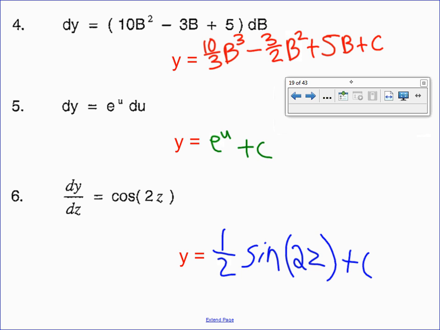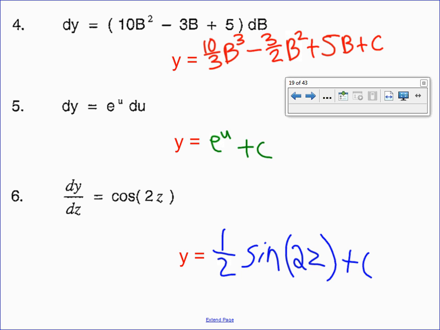Number 5, this is why we use exponentials with base e, because their derivatives are cyclical. So too are their antiderivatives cyclical. The exponential appears in its derivative and antiderivative, so e to the u plus c. And lastly, 1/2 sine of 2z plus c. Raise your hand if you had number 6, the same in blue.